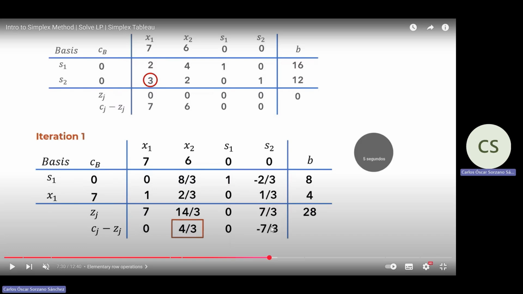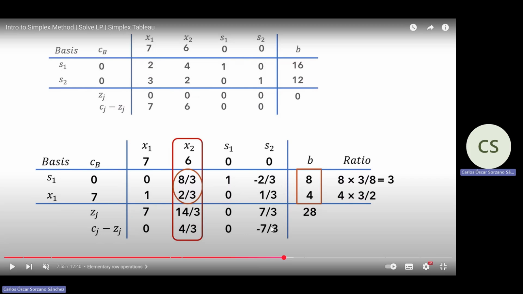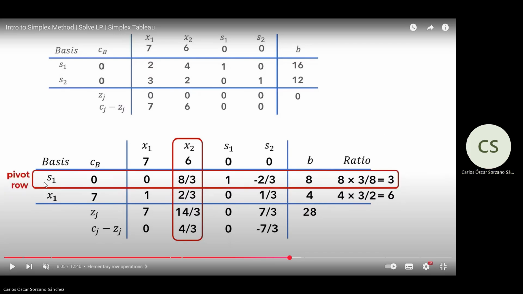Then we have to find which ones. So this is the one that will get in. We have to decide which one will get out. For the one that will get out, this ratio is 3, this ratio is 6. So the minimum is 3. So S1 will get out of the basis. Very good. And then we have our pivot element. We have to do the same: make this 1, and then with this one, make this 0. So we will repeat that.